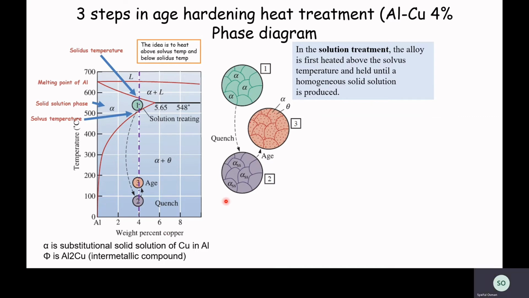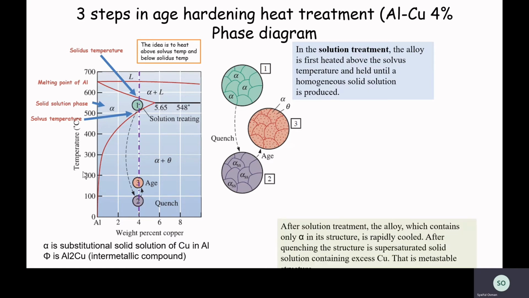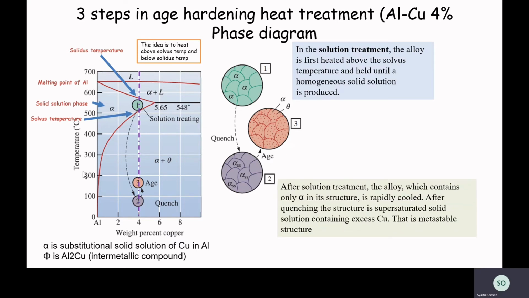And secondly, we quickly cool down the solution-soaked metal. After the solution treatment, the alloy, which contains only copper in its structure, is rapidly cooled. And after quenching, the solution is a supersaturated solid solution that contains excess copper. That is what we call a metastable structure.